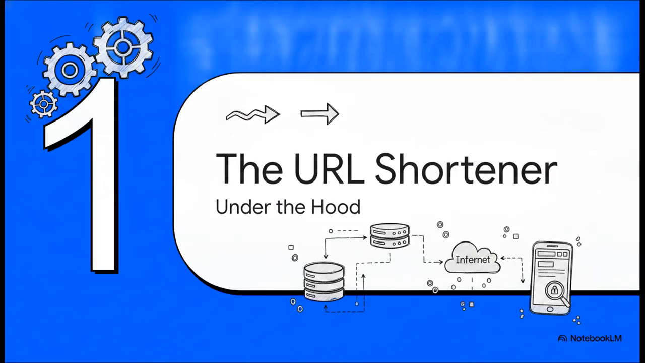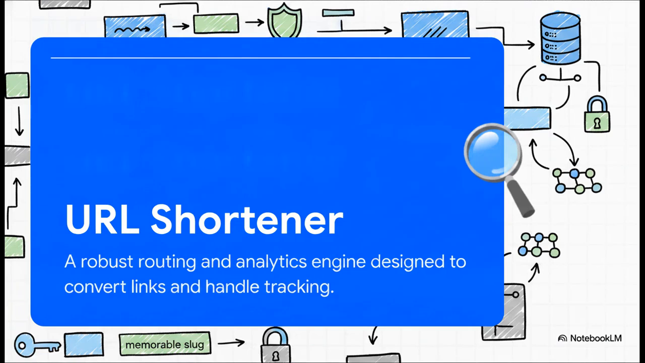All right, part 1, the URL shortener unveiled. Let's take a look under the hood of a simple click. If you think a URL shortener is just a basic text compressor, you might want to think again. The SnapLink research clearly shows that modern URL shorteners are actually comprehensive data and security engines. They don't just magically chop down a long string of text, they're highly robust routing applications.